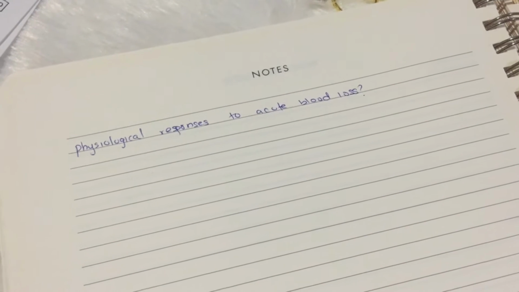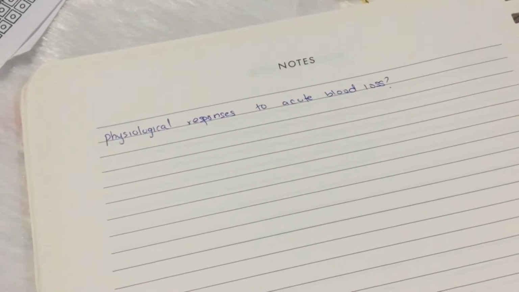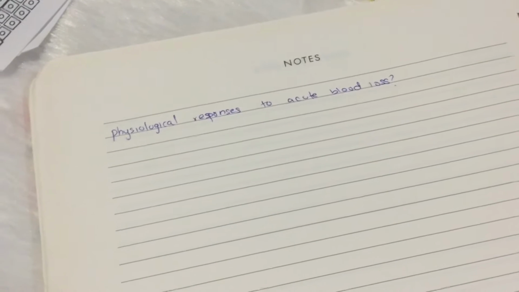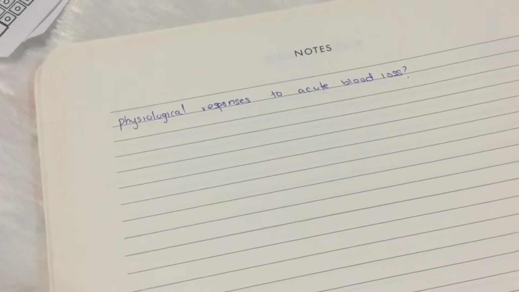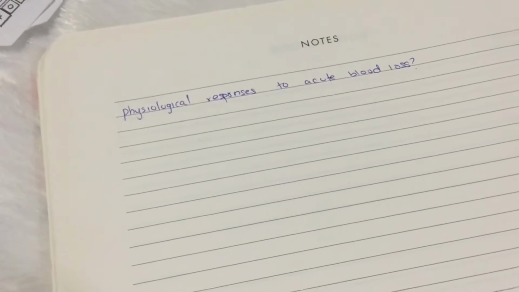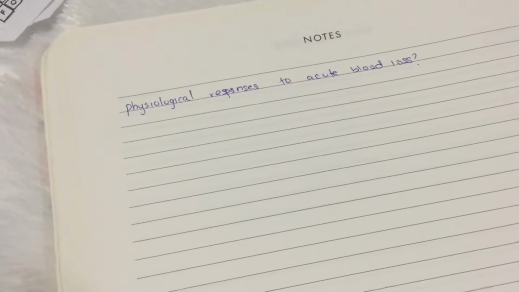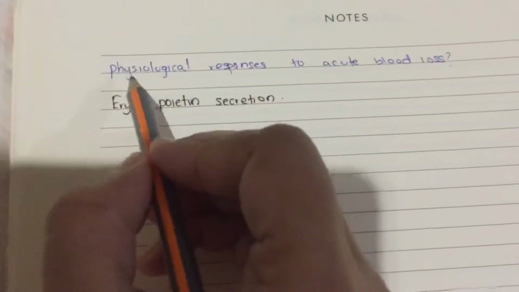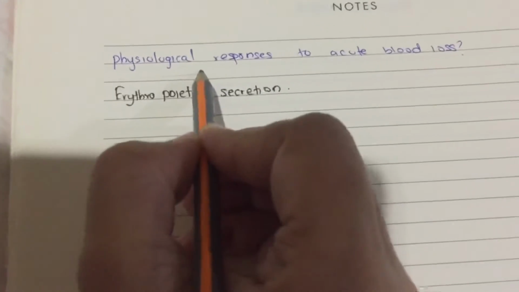This question is physiological responses to acute blood loss. So let's see what options we have, and I will explain each part and we will answer the question. First, let's see what this physiological means. Physiological means responses from your body.